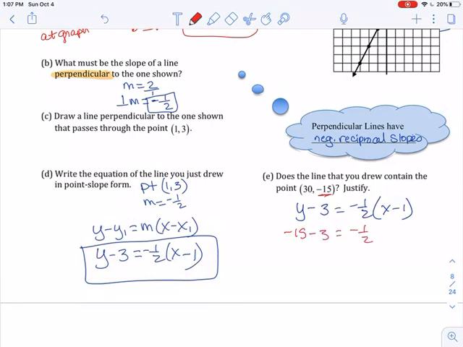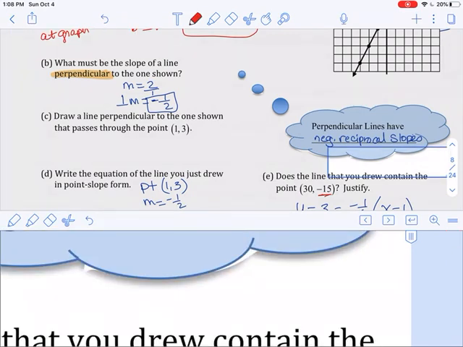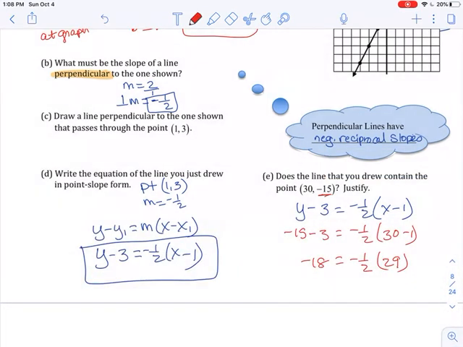I'm plugging in negative 15 for y, so negative 15 minus 3, and I'm plugging in 30 for x. Negative 15 minus 3 is negative 18. 30 minus 1 is 29. And I have negative 1/2 of 29, which is negative 14.5. And they are not equal, so no, that point does not lie on that line.